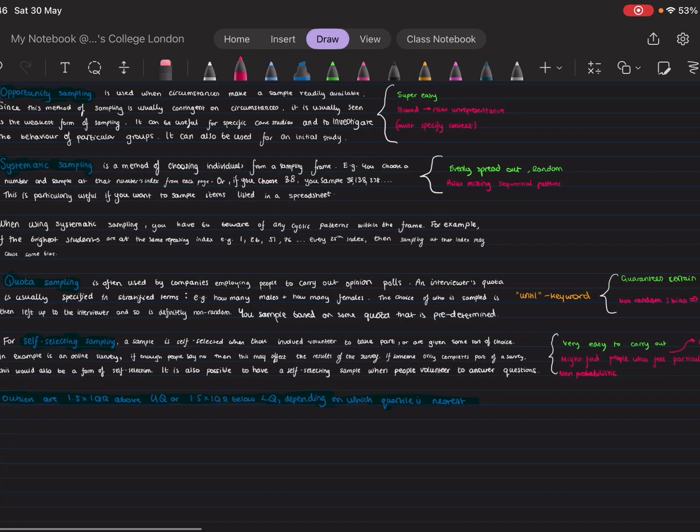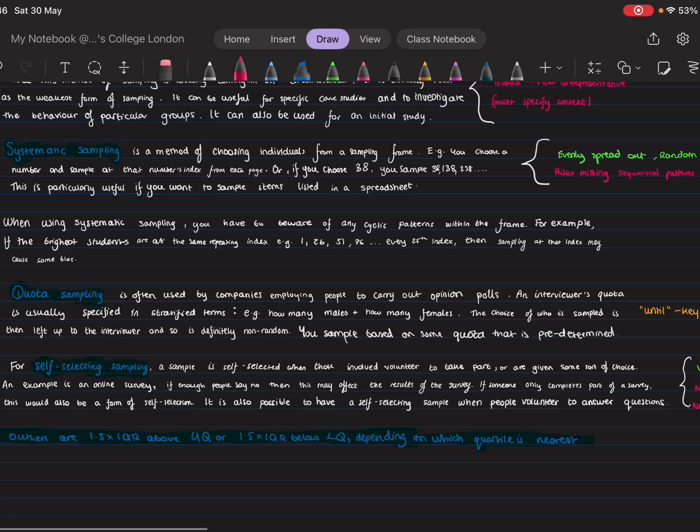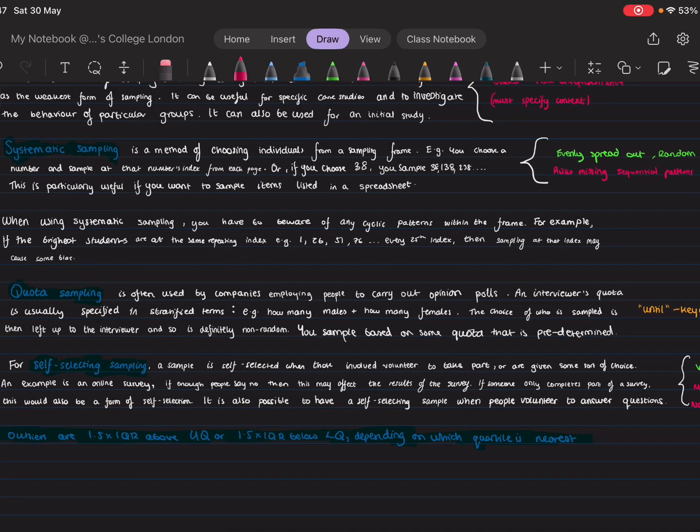Quota sampling is often used by companies to employ people to carry out opinion polls. An example was specified for this one, but essentially you're sampling based on some sort of quota that is predetermined. So let's say I have a sample of 40 women and 60 men, and in my sample I want 10 men and 10 women. That is predetermined, and regardless of how my sampling frame changes, I need to have 10 men and 10 women.